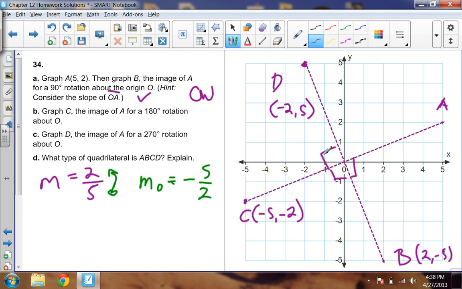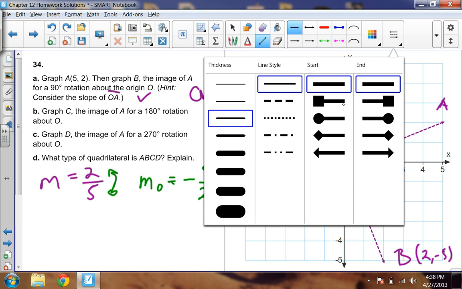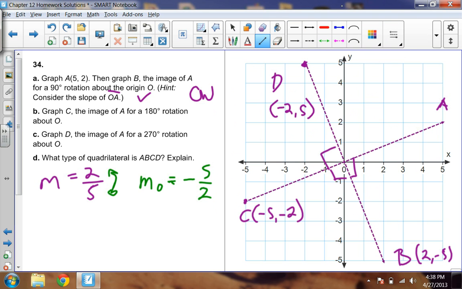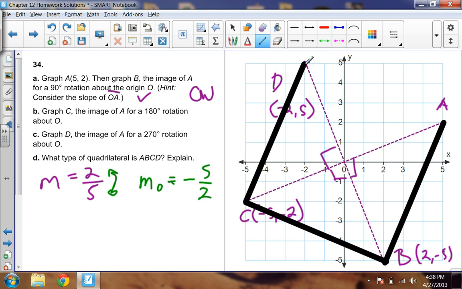The final thing they ask you is what type of quadrilateral is ABCD? Now this isn't a quadrilateral, but you have to now draw a quadrilateral about these. So let's do a thick one like that from A to B, from B to C, from C to D, from D to A. So what kind of quadrilateral is this, and explain? Well, there are some things that we know here, and we can use these measurements to actually talk about that.